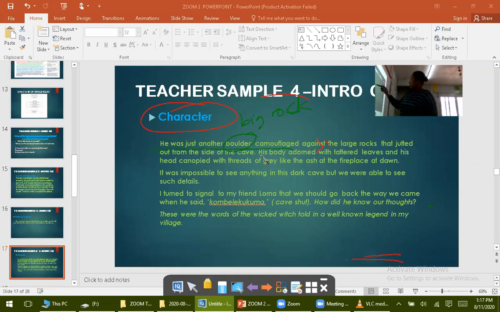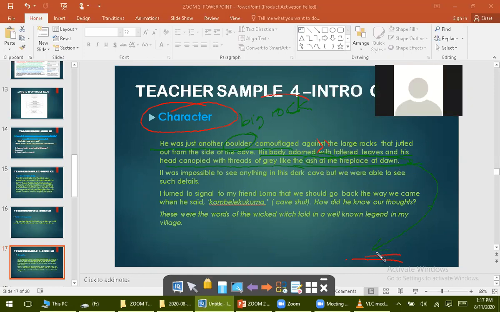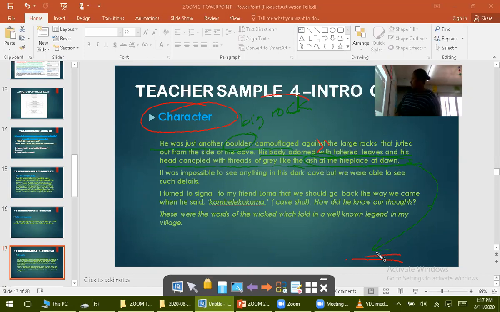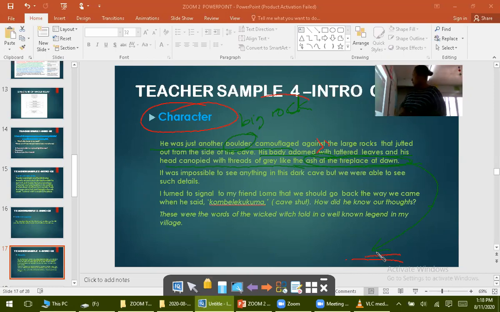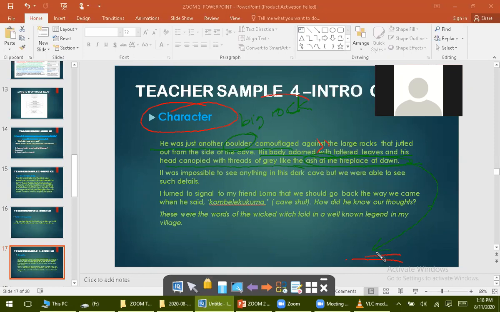of the cave. His body adorned with tattered leaves and his head canopied with threads of gray like ash at the fireplace at dawn. What am I describing here? His hair. Gray like the ash of the fireplace at dawn. The head covered with threads of gray. So I'm talking about the hair, gray.